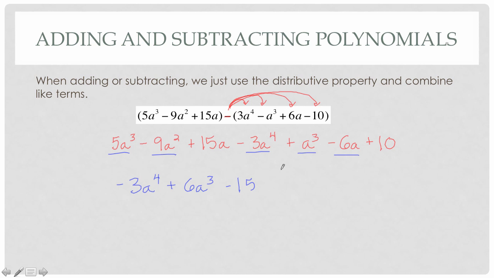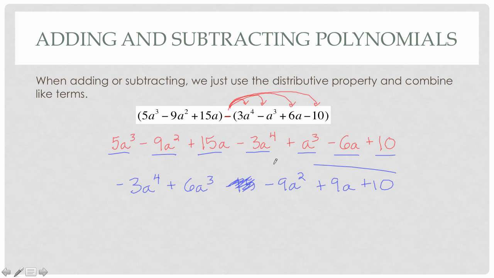Whoa. 9a squared, I got to do like terms. That's not minus 15, that's minus 9a squared. Sorry about almost confusing you there. This is 6a to the 1st, so I can combine it with the 15. 15a minus 6a is going to give you plus 9a. And finally, we have a plus 10 at the end.